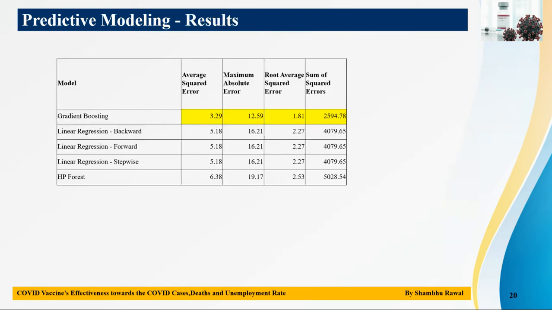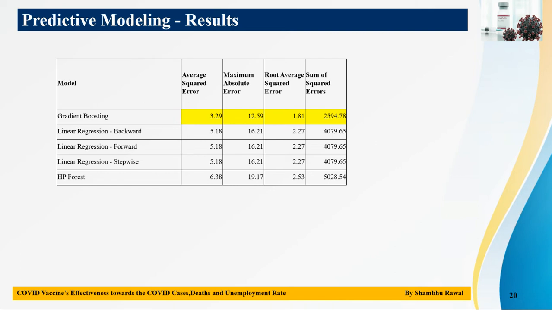Here are the results of the predictive model. Per the SAS Enterprise Miner, the gradient boosting model is the champion model. The average squared error for the gradient boosting was 3.29. Linear regression backward model had 5.18. Linear regression forward had 5.18. Linear regression stepwise had 5.18, and HP forest had 6.38 in the train dataset. The maximum absolute error for the train dataset is as follows.